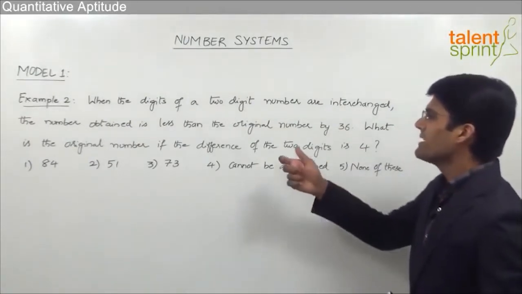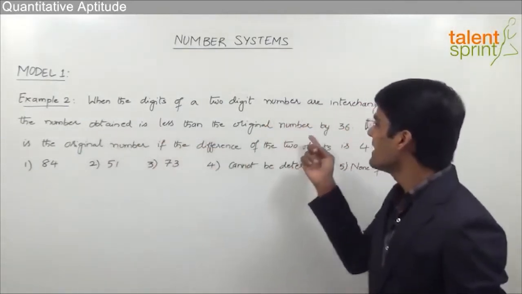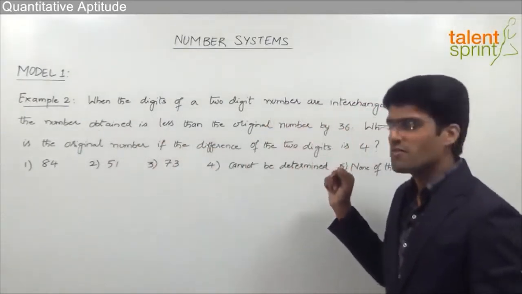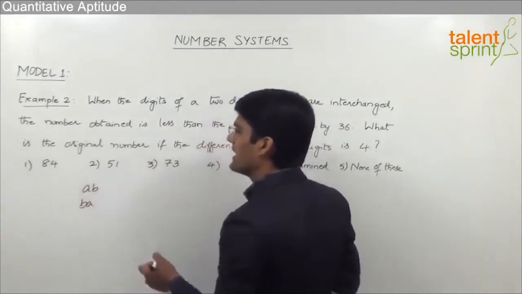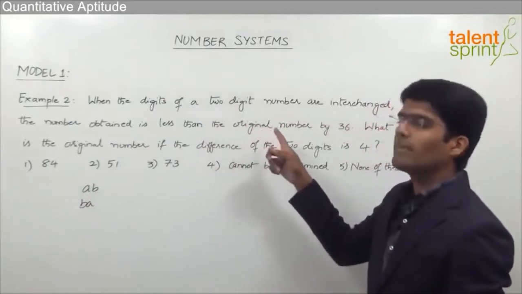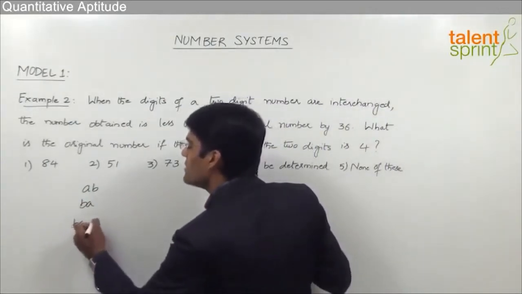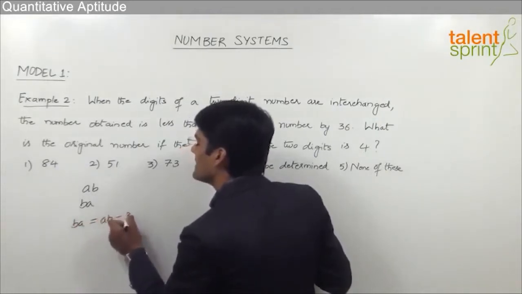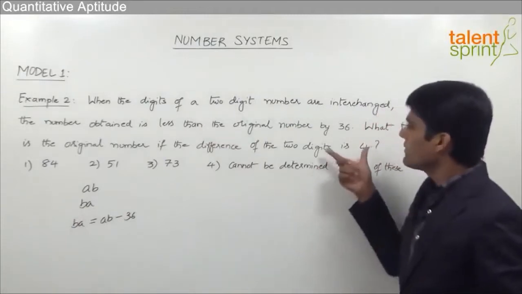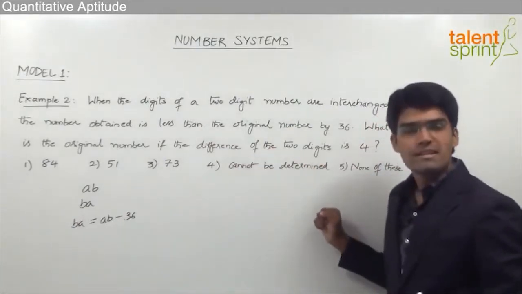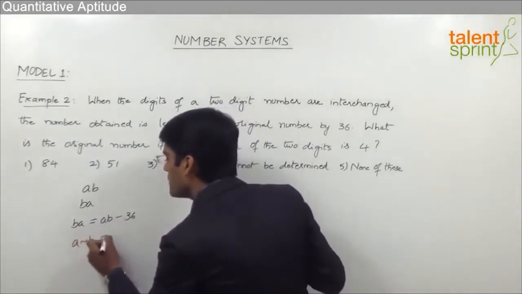Now the first statement here is when the digits are interchanged, the number that we obtain is less than the original number by 36. So if we say that the original number is AB, then the interchanged number would be BA, and as given in the question, the interchanged number is less than the original number by 36. So we can say that BA should be AB minus 36, as it is less than the original number by 36. And also we know that the difference between the two digits is 4. So the difference between the two digits, that is A and B, should be equal to 4.